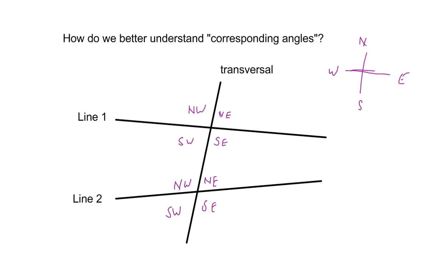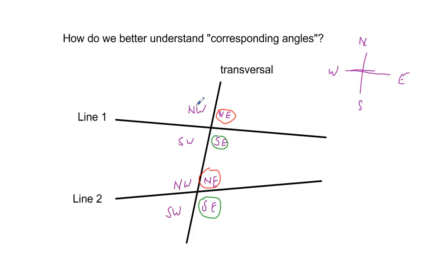Well, let's take a look at what we've got. I've got the northeast corner here. I've got the northeast corner here. They have the same name. They correspond with each other. Let's take another example. I've got the southeast corner here. I've got the southeast corner here. Their names are the same. They correspond to each other.